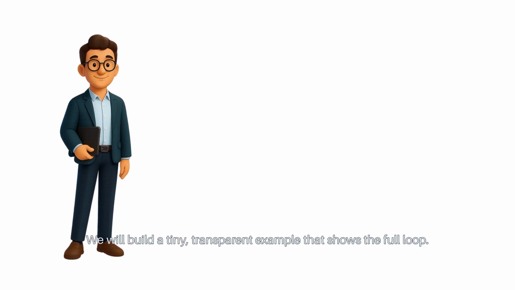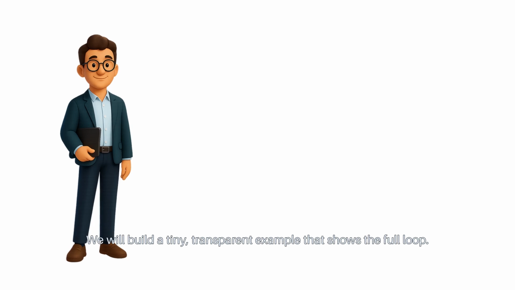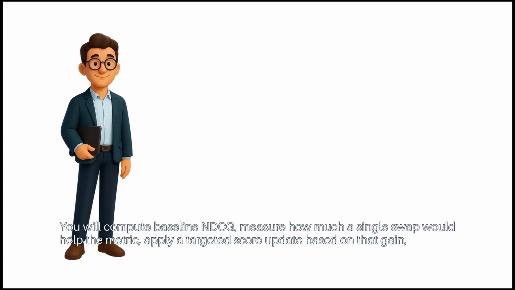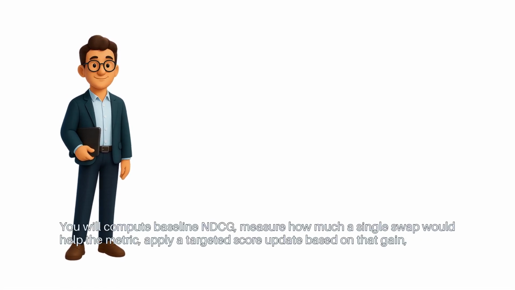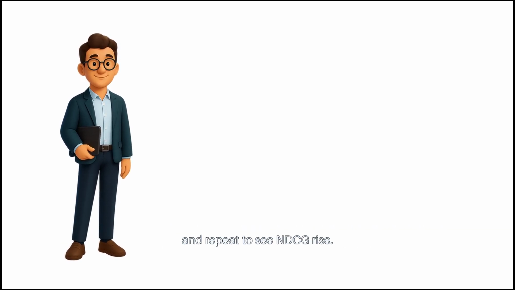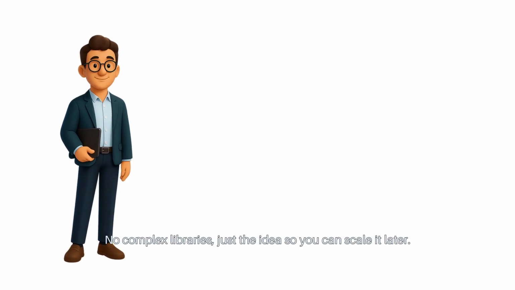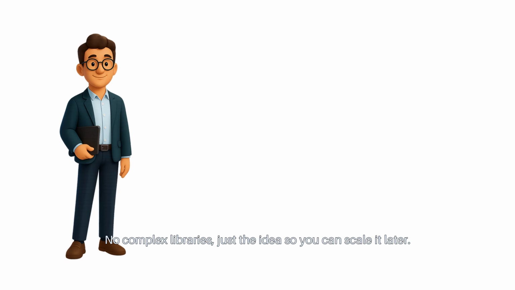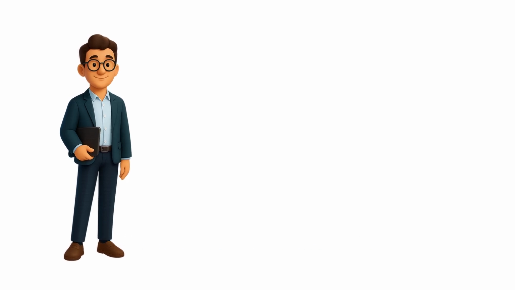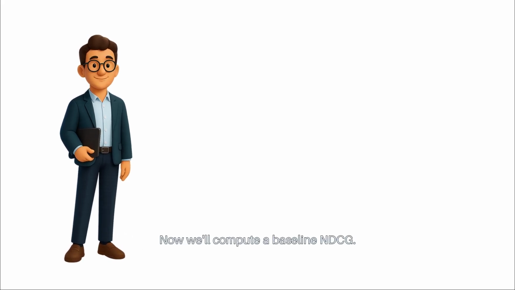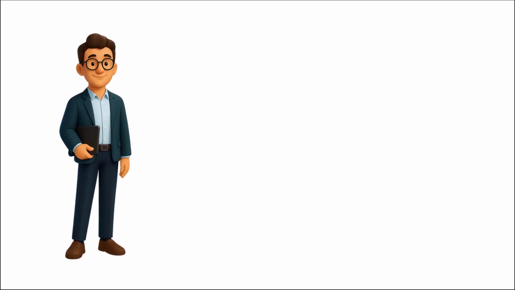We will build a tiny, transparent example that shows the full loop. You will compute baseline NDCG, measure how much a single swap would help the metric, apply a targeted score update based on that gain, and repeat to see NDCG rise. No complex libraries, just the idea so you can scale it later. Now, we'll compute a baseline NDCG.